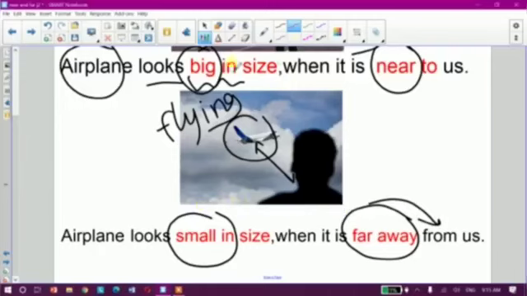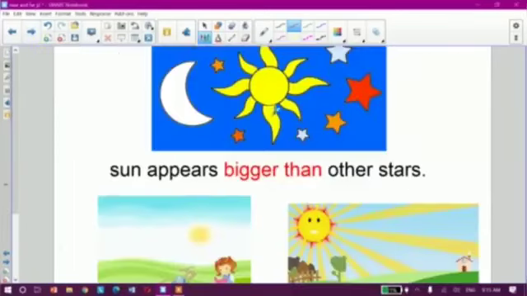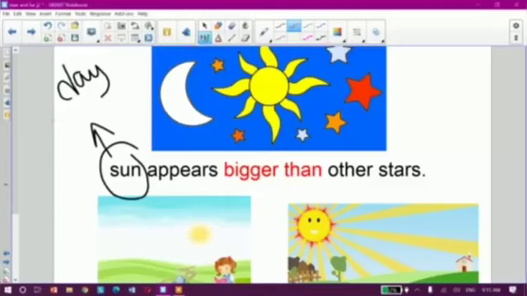So then we have the sun. We see the sun in the day sky or the night sky? During the day. When the sun rises or comes in the sky, it appears. What's the meaning of appears? We can see it bigger than other stars, because we said that the sun is a star.